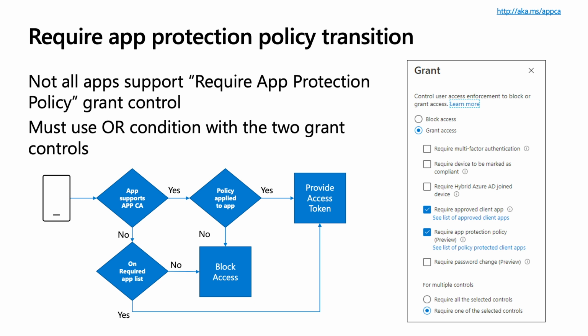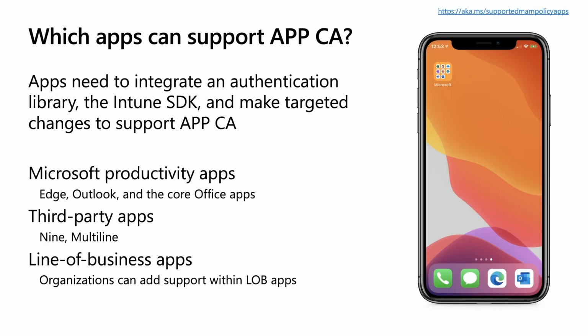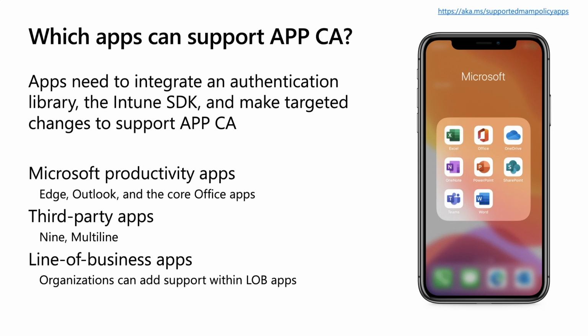So if an app like Outlook, which supports require app protection policy, attempts to authenticate, then the require app protection policy grant access control will be adhered. In the event that an app does not support that grant control, but is on the require approved client app grant access control, then that is the grant access control that will be applied during that authentication request. Either way, if an app supports one or the other grant access control, access will eventually be provided, assuming all the conditions are met.